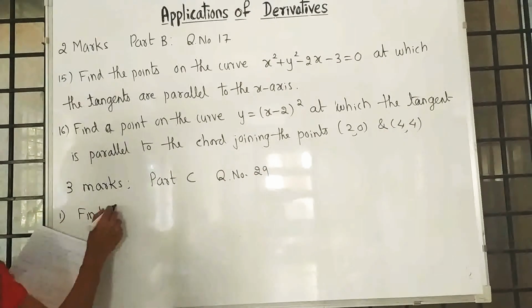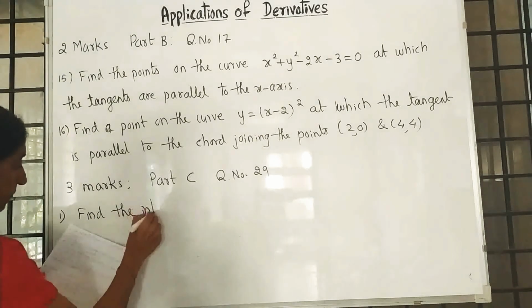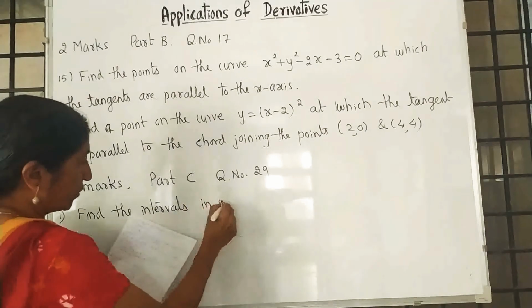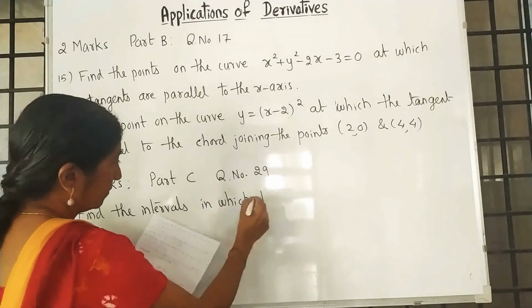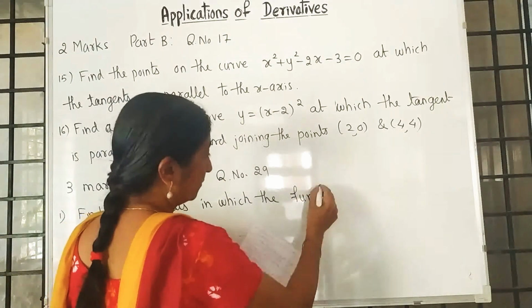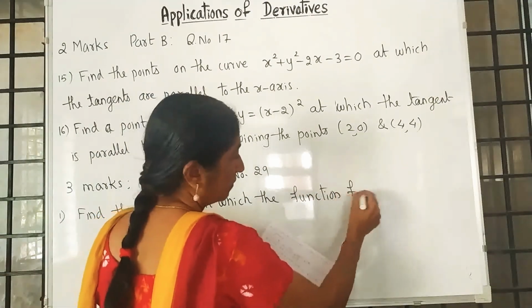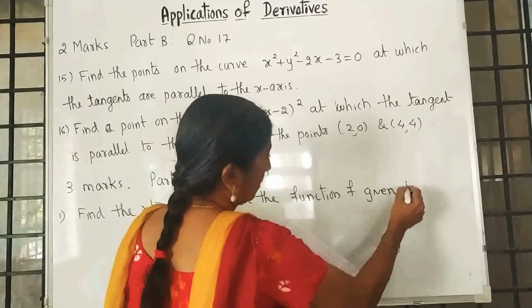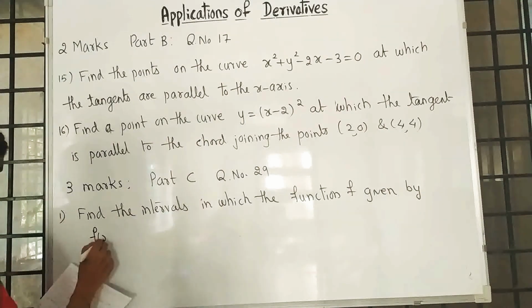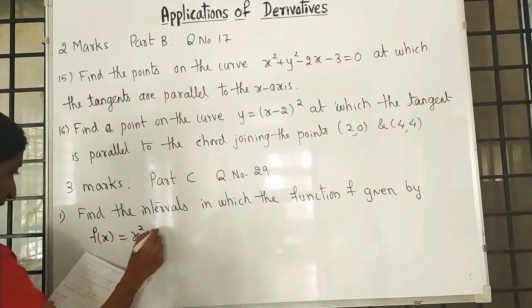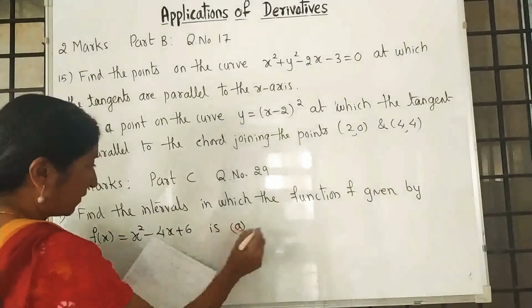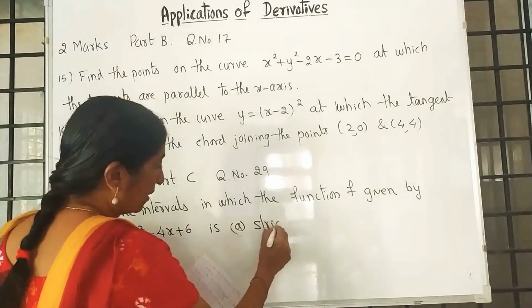Find the intervals in which the function f given by f of x is equal to x square minus 4x plus 6 is strictly increasing.